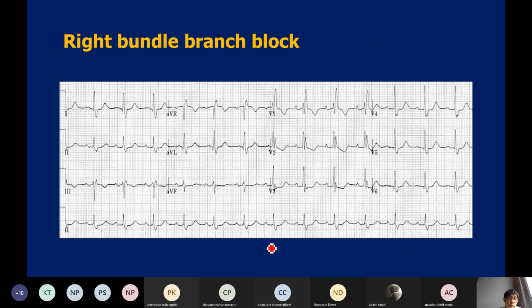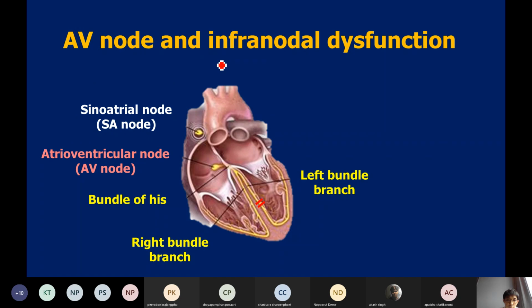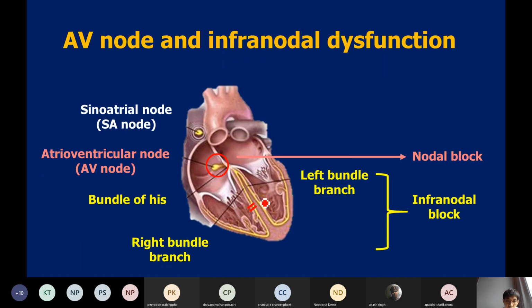This is the block in the right bundle branch. You can identify from the ECG that there is a positive R wave, or we call it RSR prime wave, here in the V1, V2, and V3 leads. And you can see the deep S wave in the V6. This is the right bundle branch block, the block in the right side of the conduction system. Here, the right bundle branch is blocked.